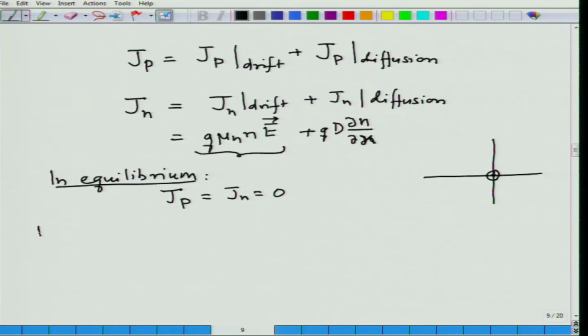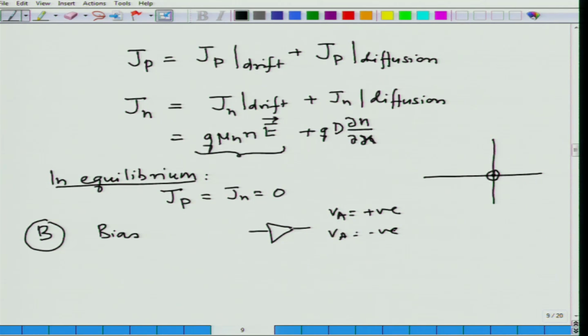Now, if I move away from equilibrium, and that is the second case, what I will do is I will apply a bias. Now, I can apply a bias in two ways. Remember, my diode is in this manner. I can apply a positive bias and I can apply a negative bias.